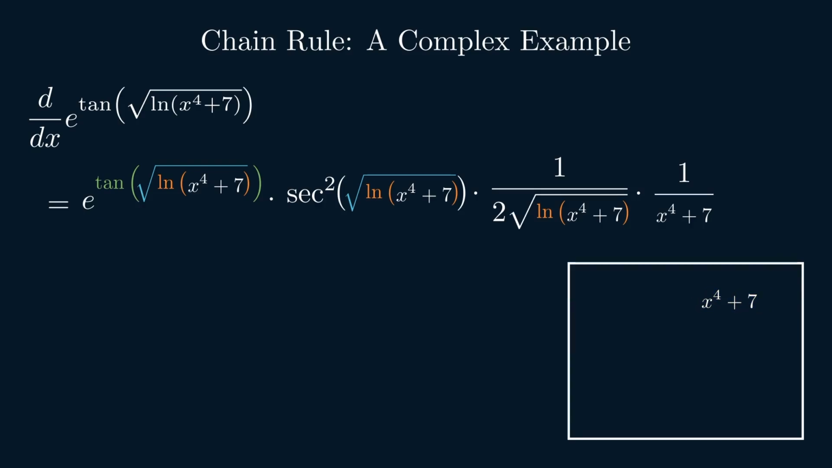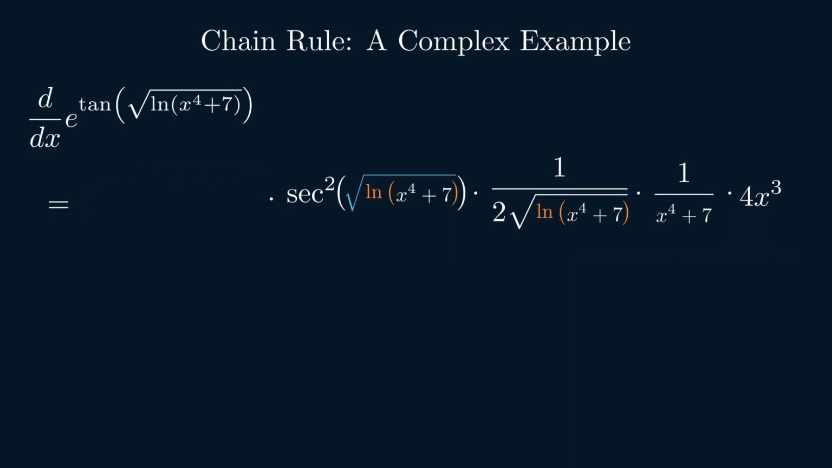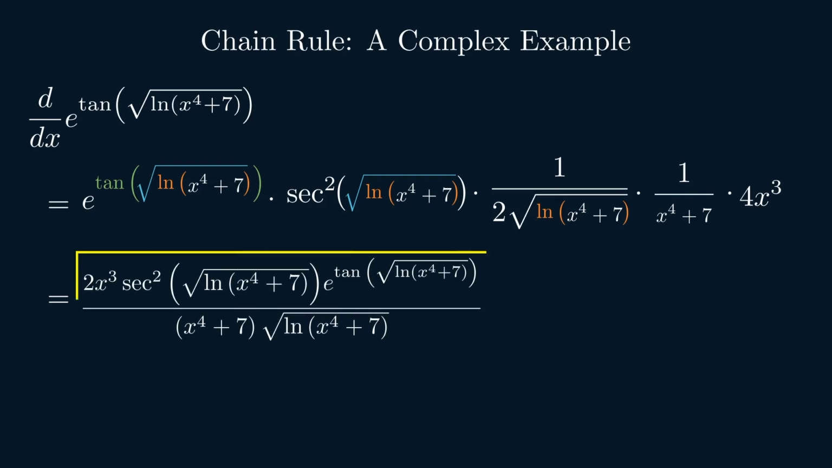Finally, we find the derivative of x to the 4 plus 7, which is 4 times x cubed. This is the last factor in the derivative of the composite function. Thus we have completed the differentiation of all the functions involved in the composition. Finally, we simplify the derivative.